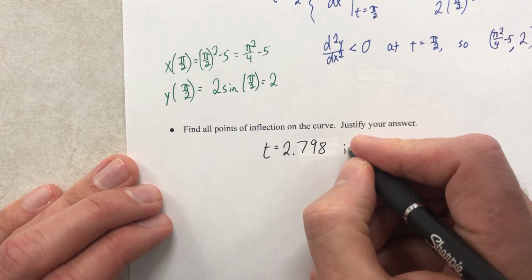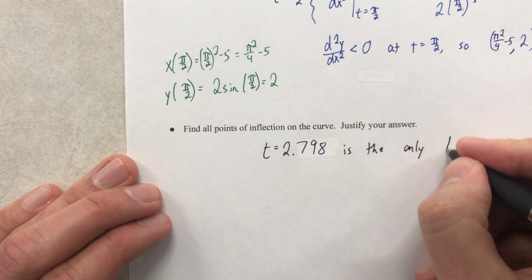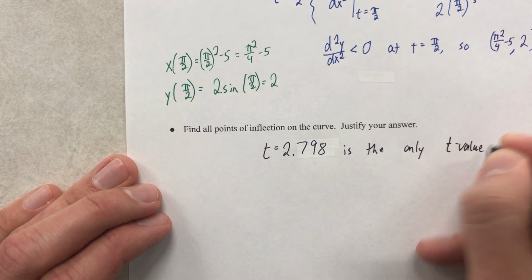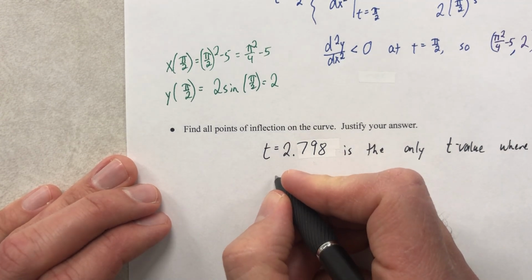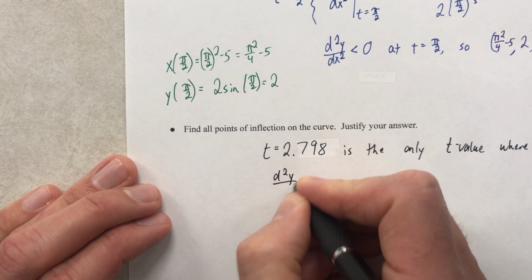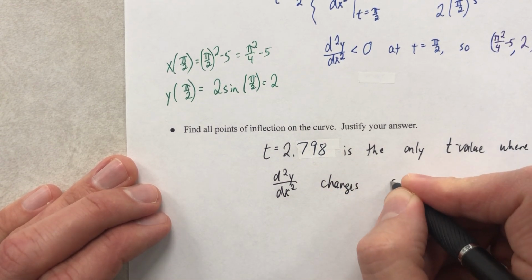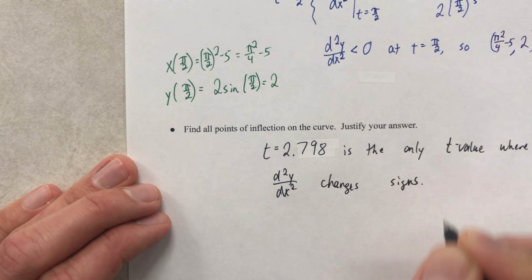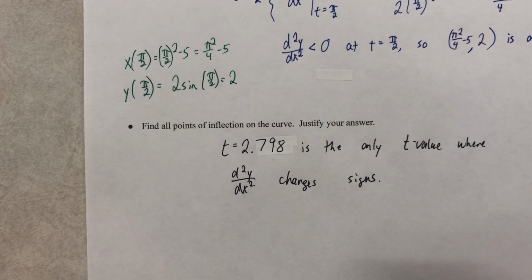2.798 is the only t value where the second derivative changes signs. Okay? And that is my only point of inflection, and that's why.